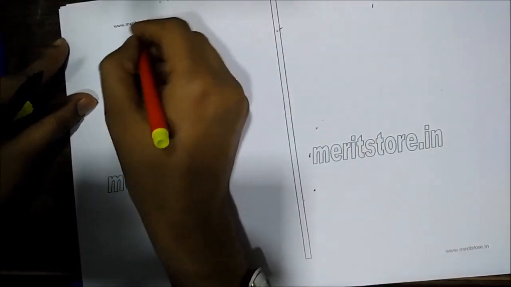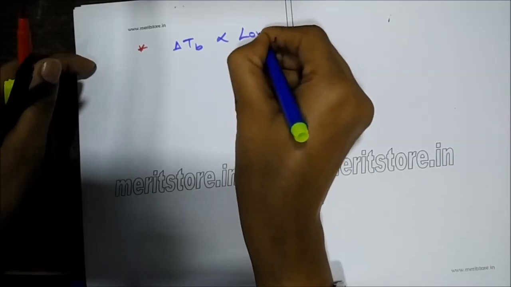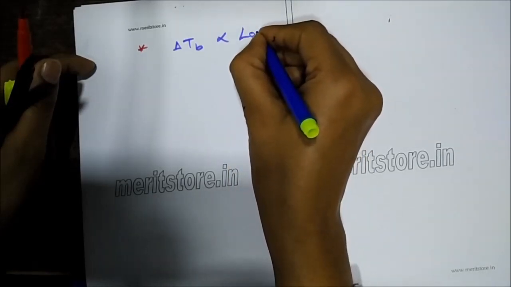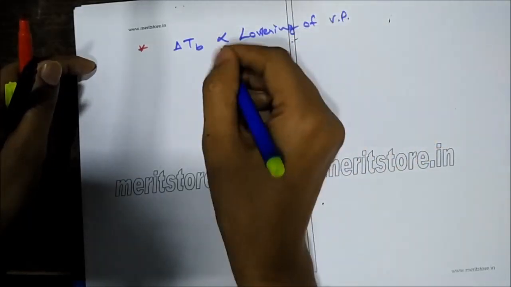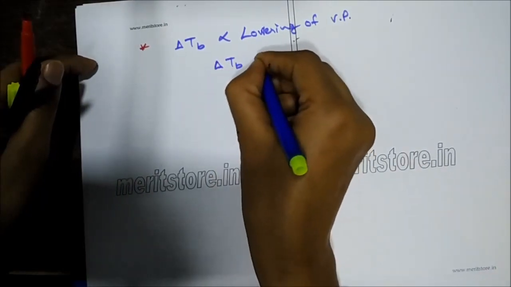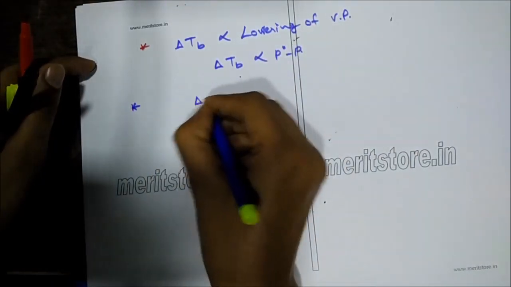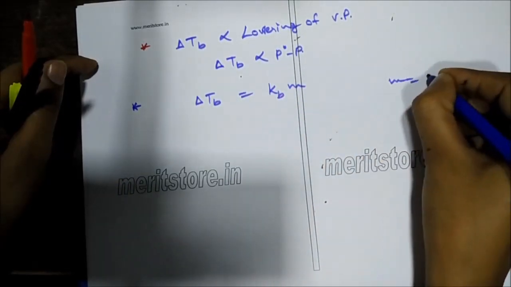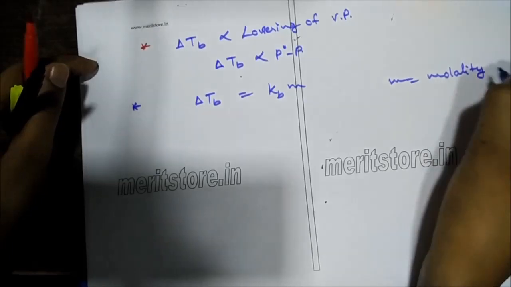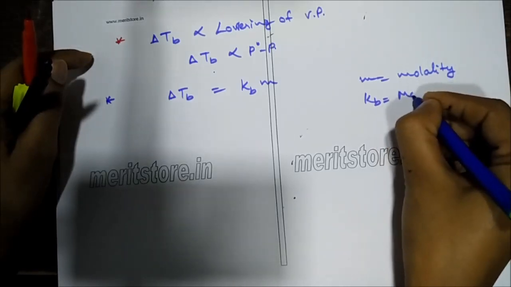The elevation in boiling point is directly proportional to the lowering of vapor pressure, or we can write it in the other form, that is ΔTb = Kb × m. m is our molality, and Kb is the molal elevation constant.